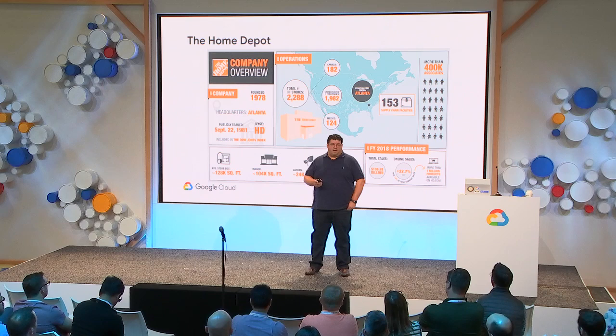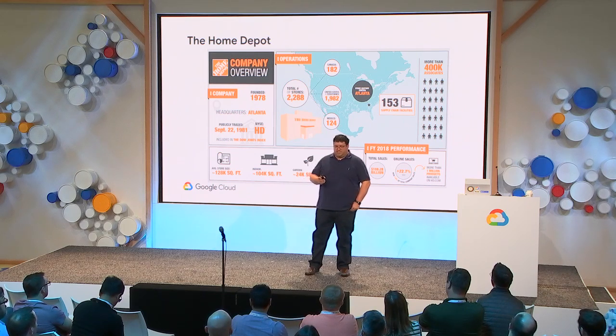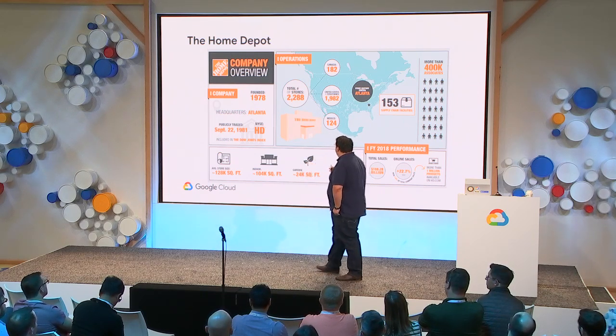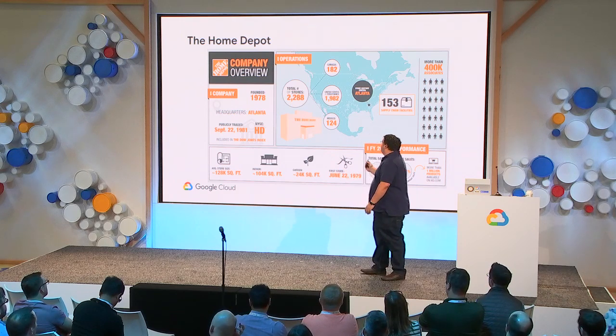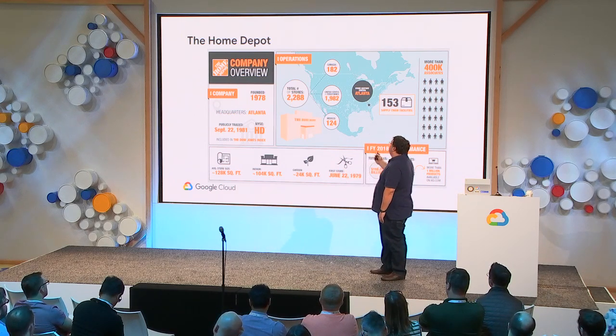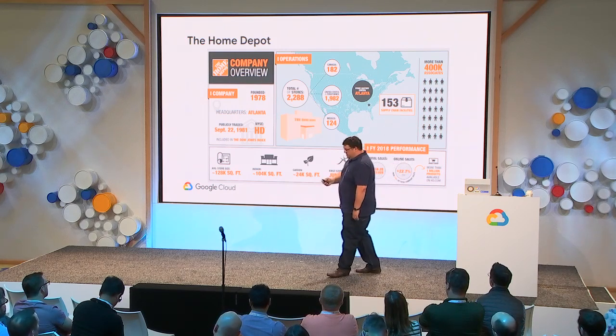We completely re-platformed .com, and we'll talk about that in just a second. We have over 150 supply chain facilities. We have over 2,000 stores spread out across Canada, US, and Mexico, and of course 400,000 associates.